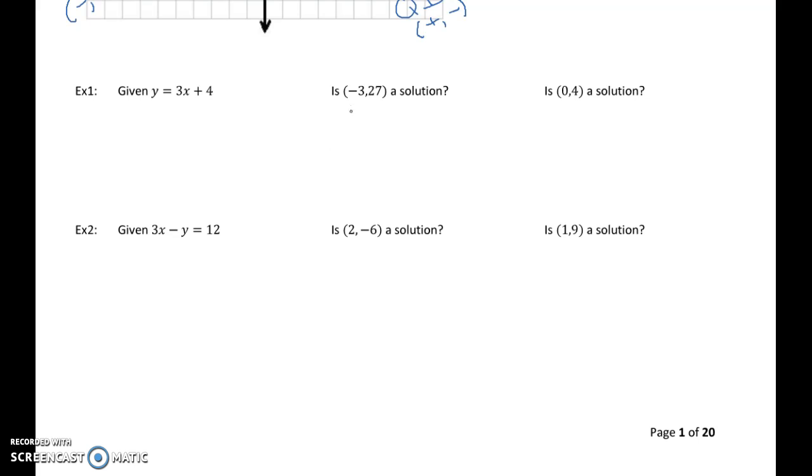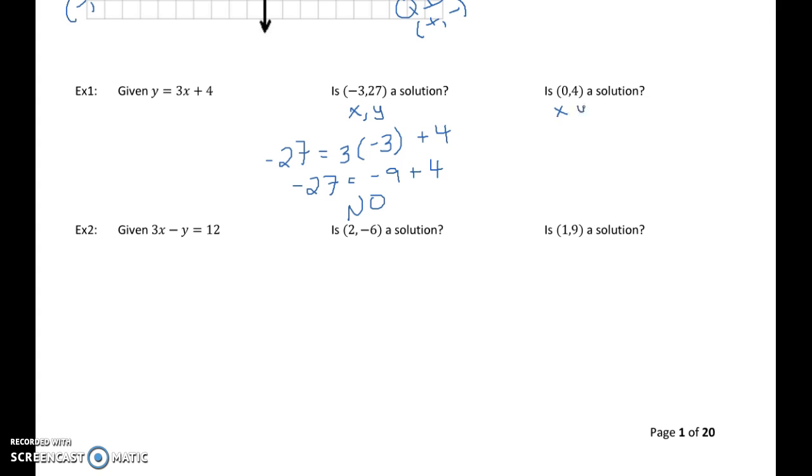We want to know if the point negative 3 for x, negative 27 for y is a solution. So I'm going to replace y with negative 27. I'm going to replace x with negative 3. And then plus 4. I'm just going to crunch those numbers. So negative 27, that's negative 9 plus 4. We know that's not going to be true, so the answer would be no. We're going to do the same thing here.